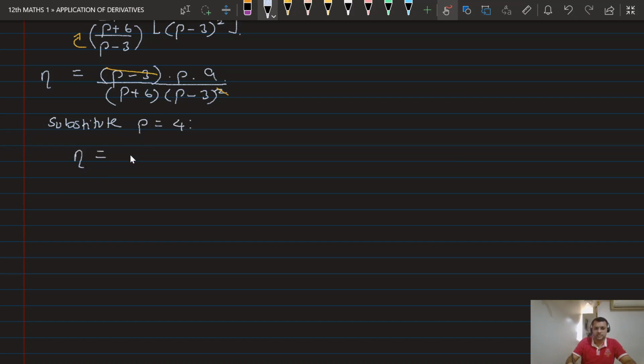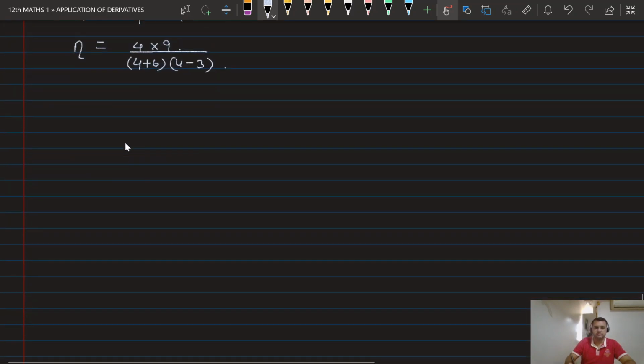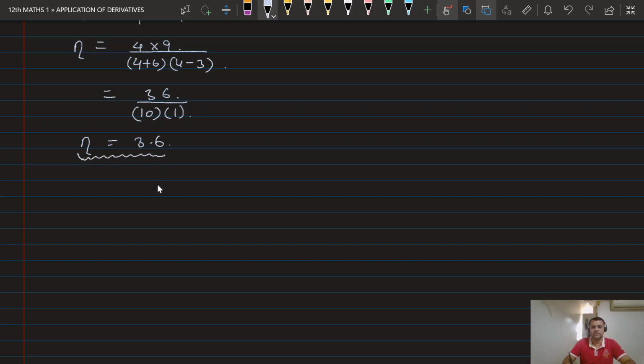So elasticity is 4 into 9 divided by 4 plus 6, 4 minus 3. So that becomes 36 upon 10 into 1. I can write elasticity is equal to 3.6. Remember guys, it is just a constant, so you don't need to write any units over there. You just write elasticity as 3.6.